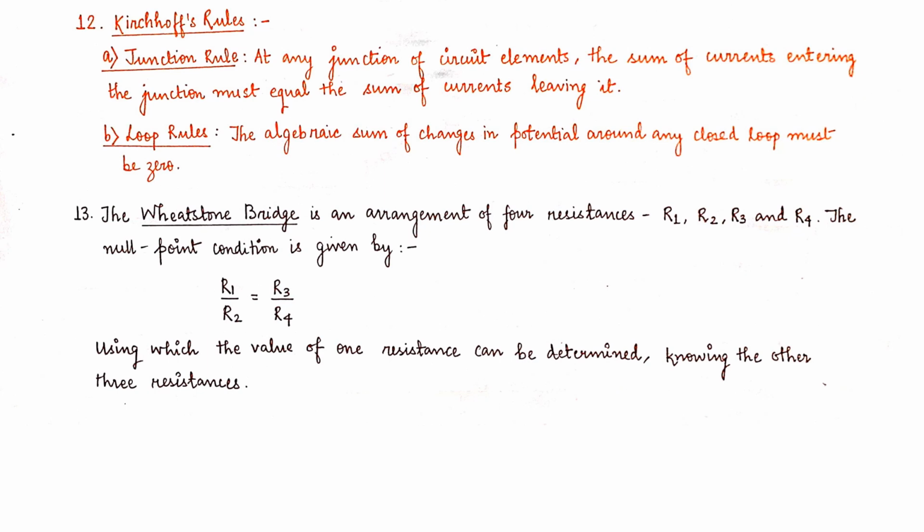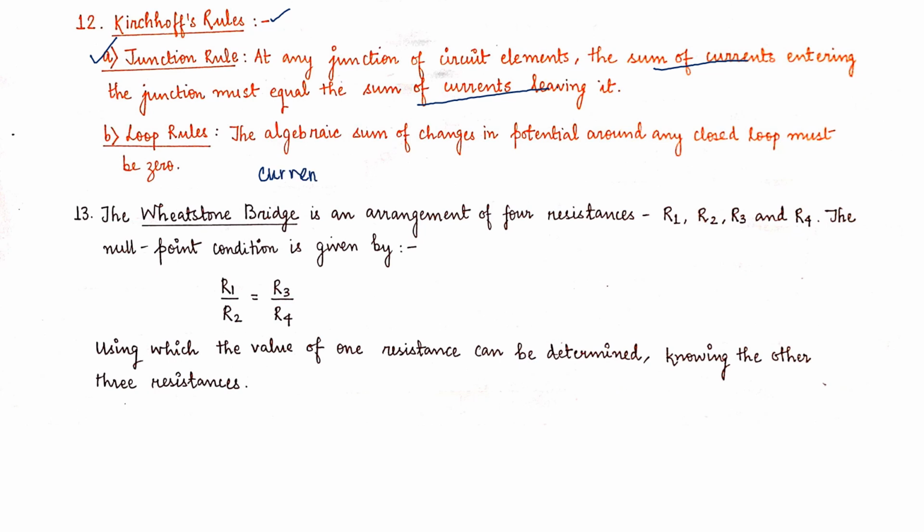Now we have Kirchhoff's rules. Kirchhoff gave us two rules, the junction rule and the loop rule. I have explained both the rules twice: once when we were dealing with Kirchhoff's rules, and second time when I was taking one example problem for you all. So once again we will just refresh what we have read so far. A is the junction rule. The junction rule says that at any junction of circuit elements, the sum of currents entering the junction must be equal to the sum of currents leaving it.